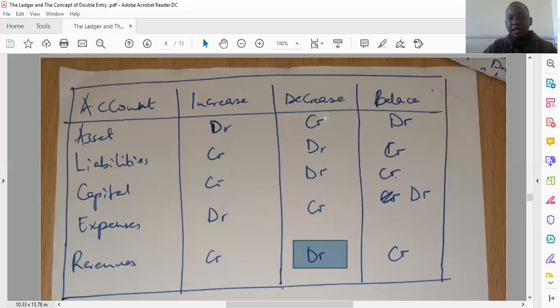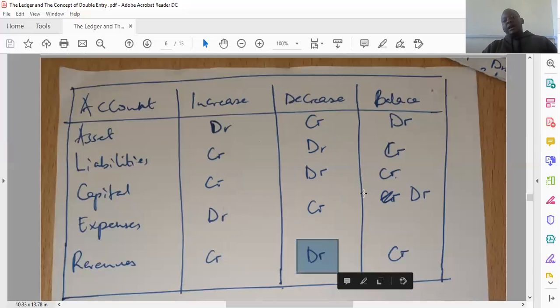So assets, debit whenever they increase, credit whenever they decrease. Liabilities, credit whenever they increase, debit whenever they decrease. Capital, whenever it increases, you credit. Whenever it decreases, you debit. For expenses, whenever they increase, you debit. Whenever they decrease, you credit. For revenues, whenever they increase, you credit. And whenever they decrease, you debit.